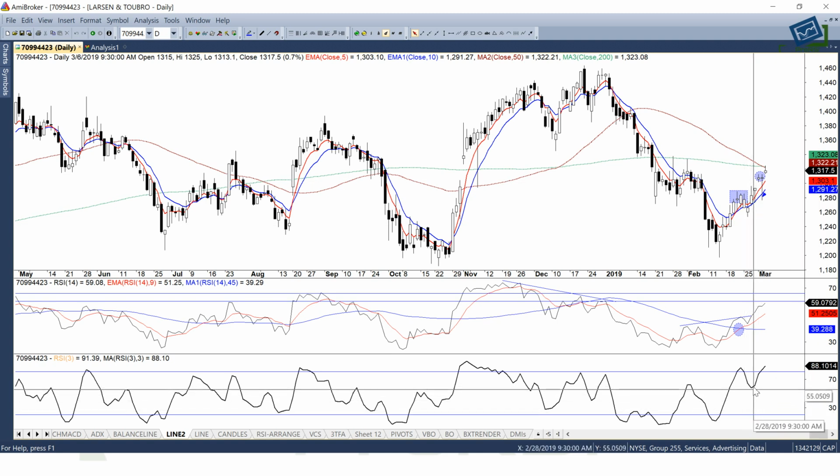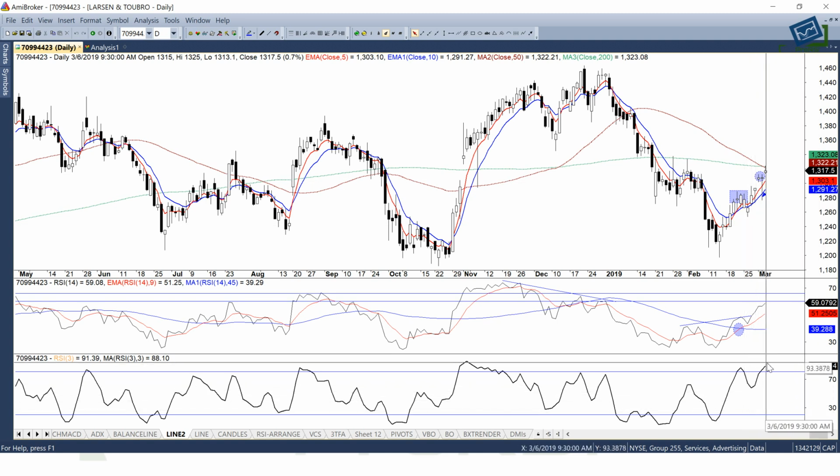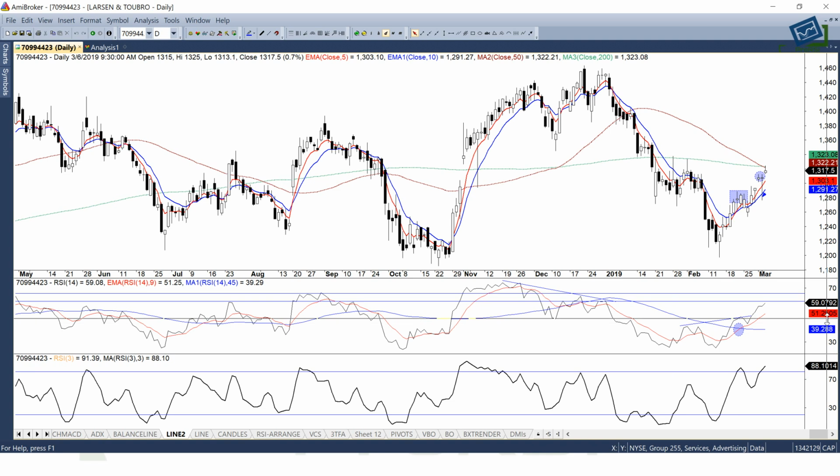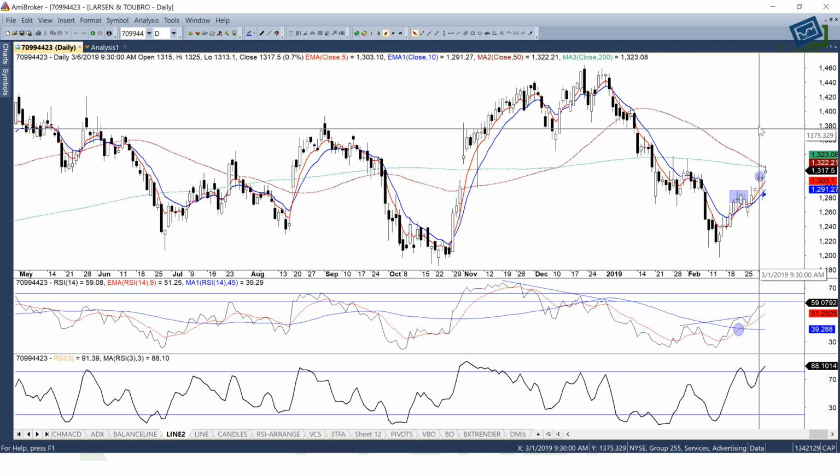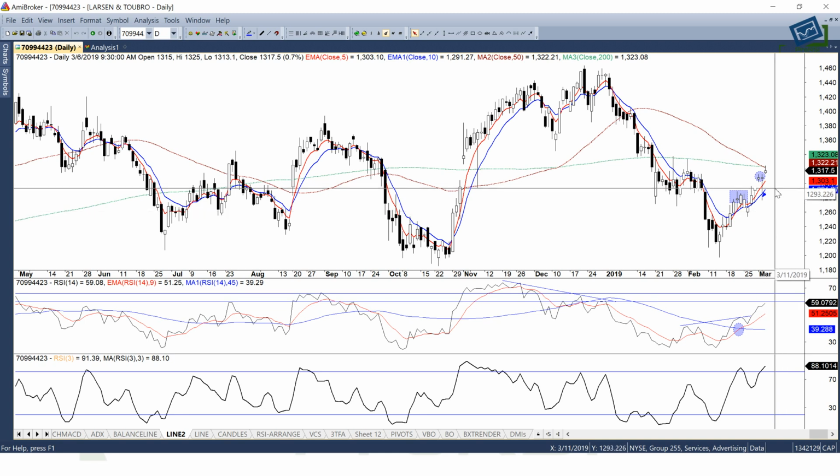Also the 3 SMA is not getting oversold, and it is getting overbought. This is a sign of strength, right? Let us see how it will behave here. Will it move up, will it move down, or whatever it does.